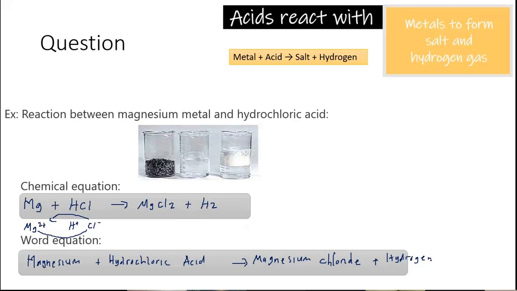Okay, I think it's enough for today, up to reaction with metals. We will continue with reaction with carbonates and reaction with metal oxides next meeting.